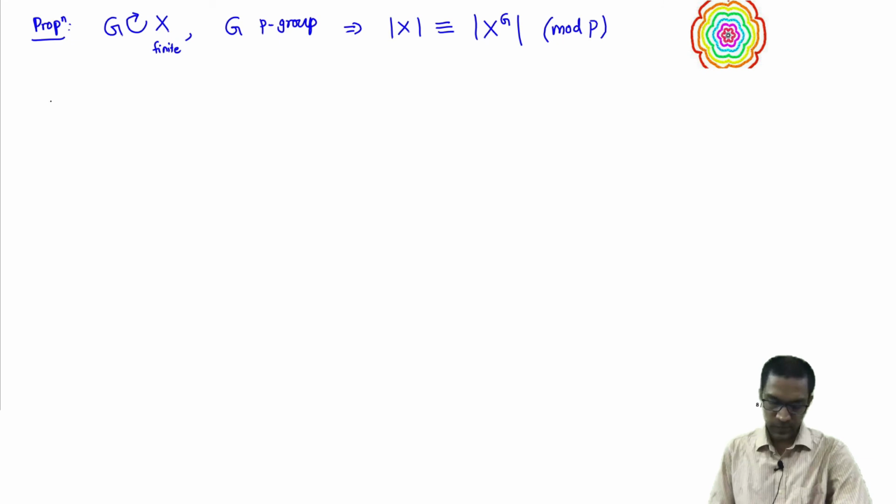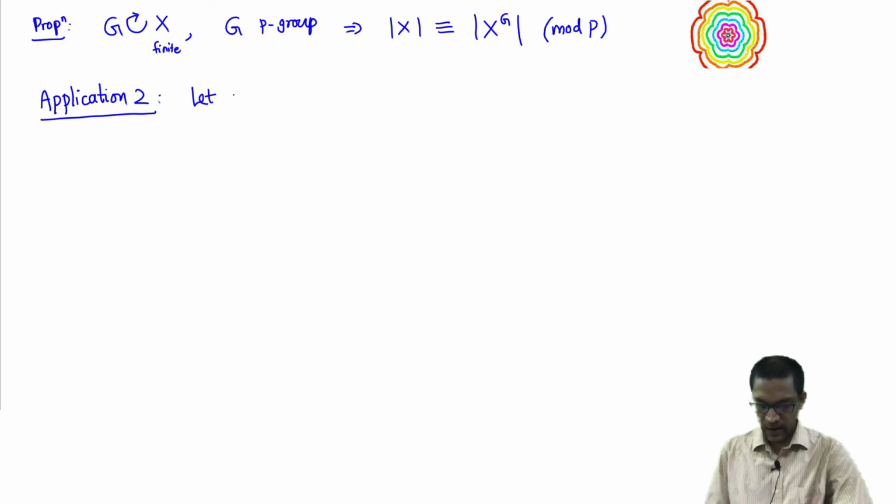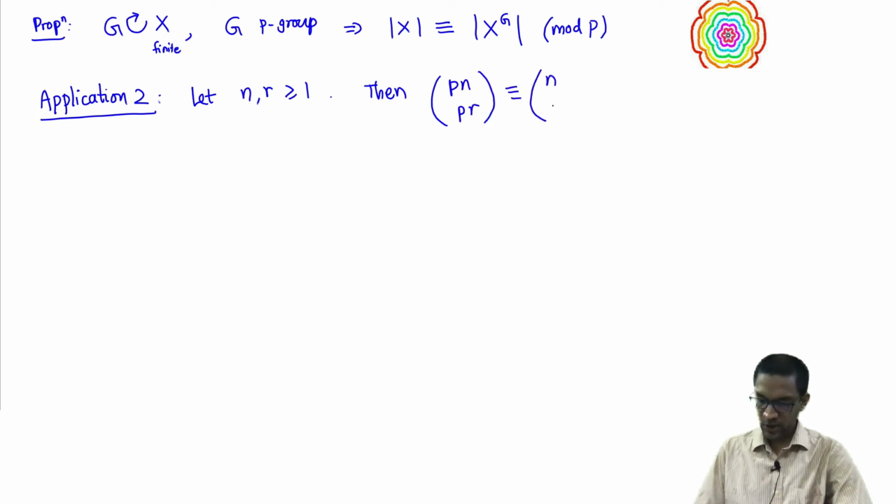Okay, so this was the principle, and now we had one nice application of this last time, which was a proof of Fermat's little theorem. Now here's a second application of this, again sort of a number theoretic statement. So it says the following: let n and r be some natural numbers. P is a prime, the same prime that we have fixed throughout. Then the binomial coefficient Pn choose Pr is congruent to the binomial coefficient n choose r mod P.